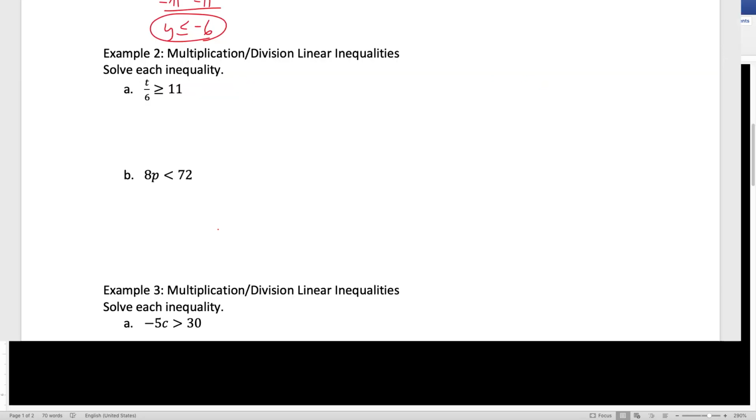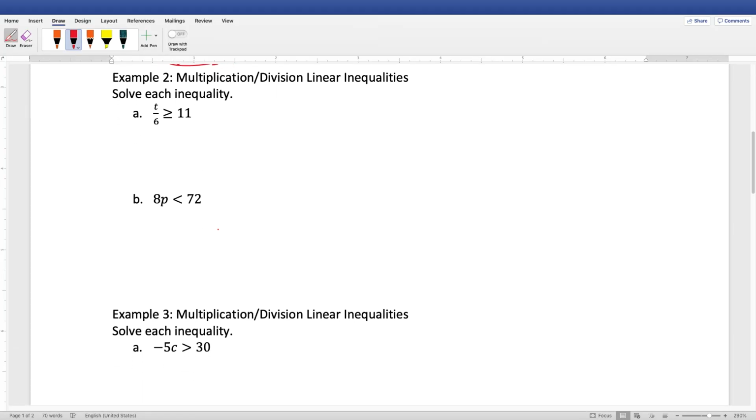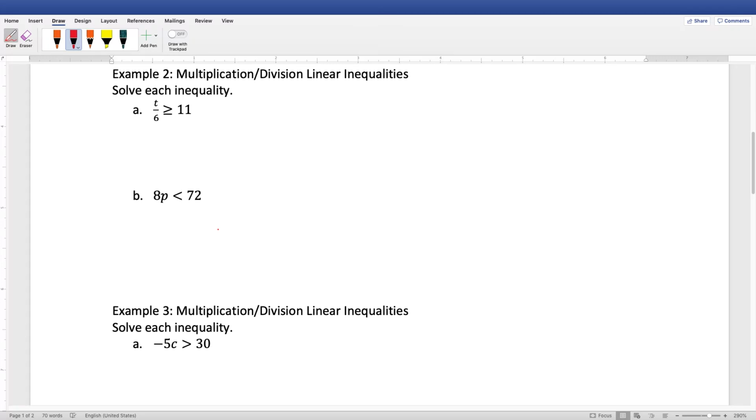Now when you apply it to multiplication and division, we're going to do the same things we would do for solving regular equations. So to get rid of a fraction, such as t over 6, we would have to multiply both sides by 6. When you multiply both sides by 6, my 6s on the left side cancel, and I get t is greater than or equal to 66.